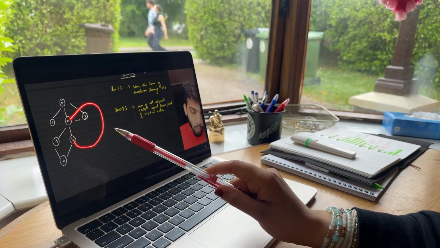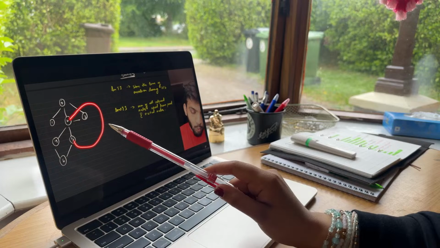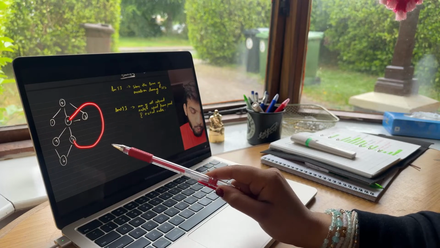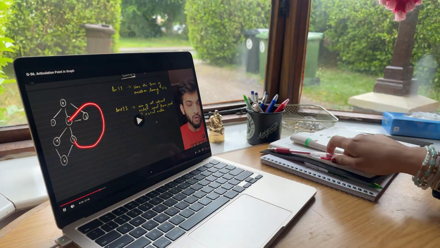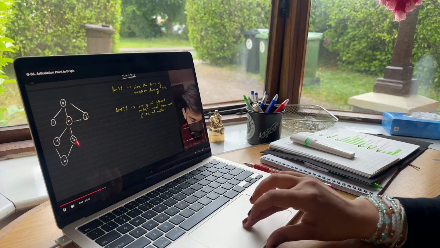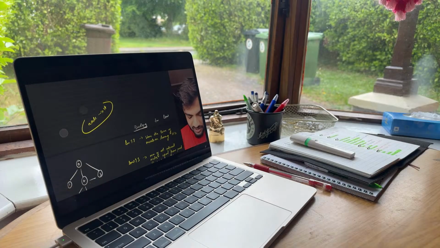If 5 is removed, it will not be there. Not 2. 2 can be reached from somewhere else. It has to reach somewhere before 2. In the bridges case it was okay because the edge was removed. Over here, you have to reach before 2, somewhere before 2.